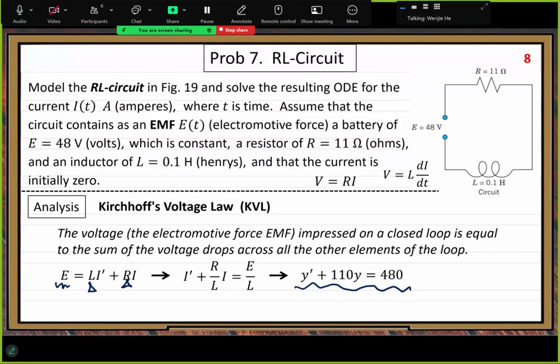So let us consider a second way. We use the differential form. Y prime is dy over dx. Then we remove the common denominator, and after some simple algebraic manipulation, we get this differential form.